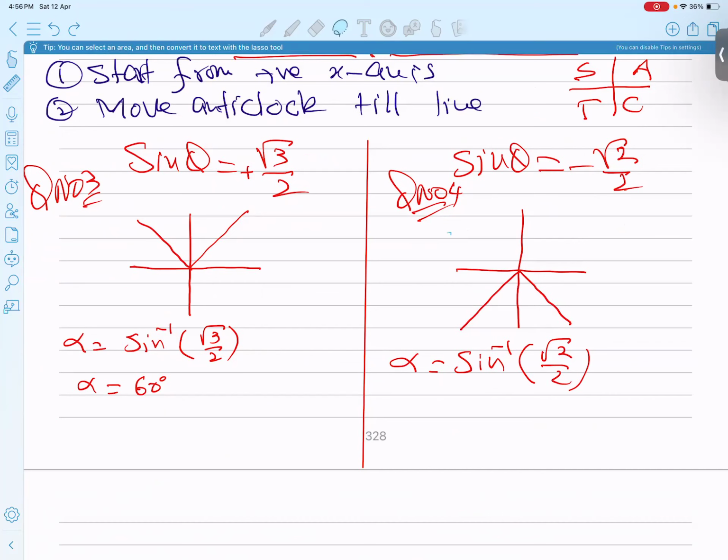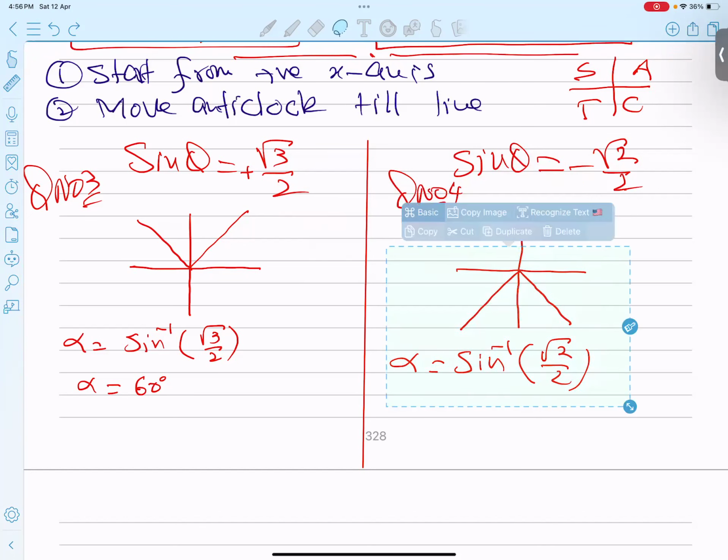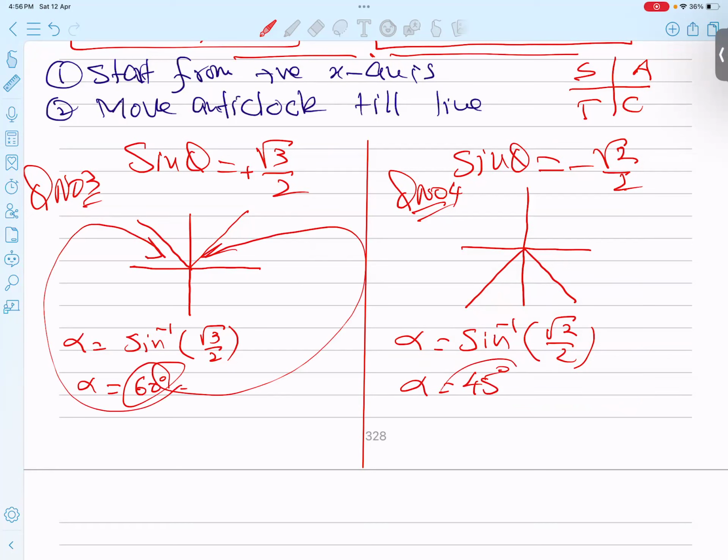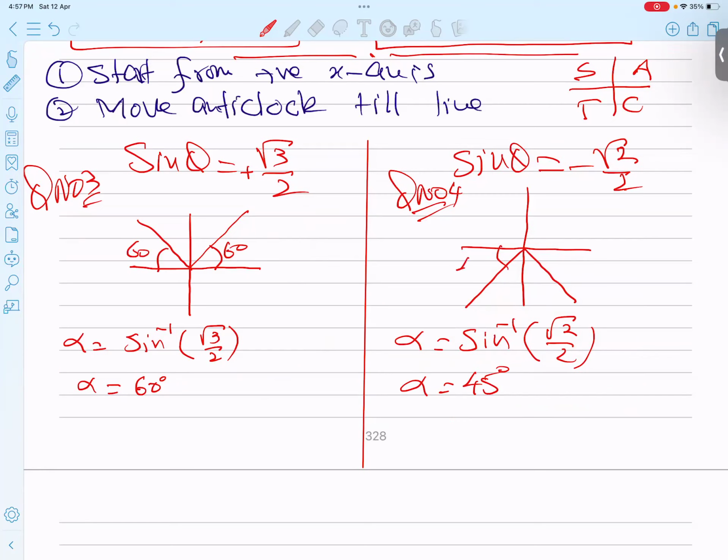Okay. If I type in the calculator, I am getting here, hold on, 45 degrees. Now this 60, I will make with the line and x-axis. Line and x-axis. I believe all of you are understanding well. So 60 here, 60 here, 45 degrees here, 45 degrees here.